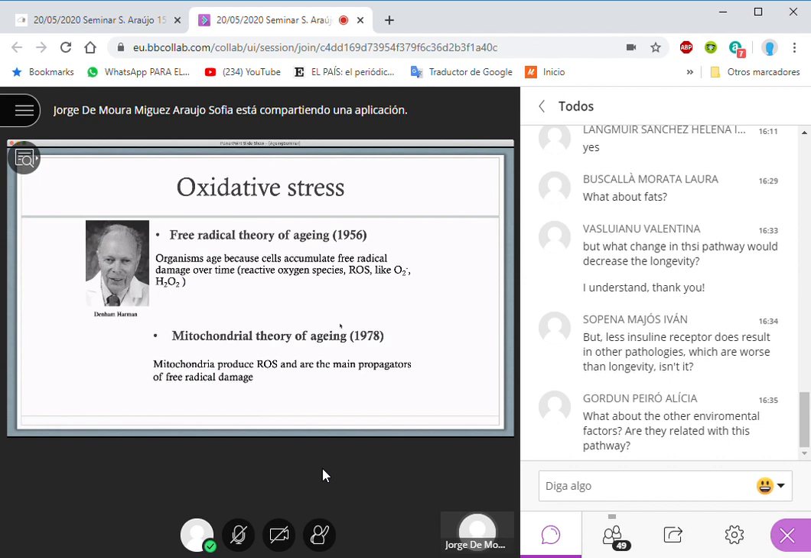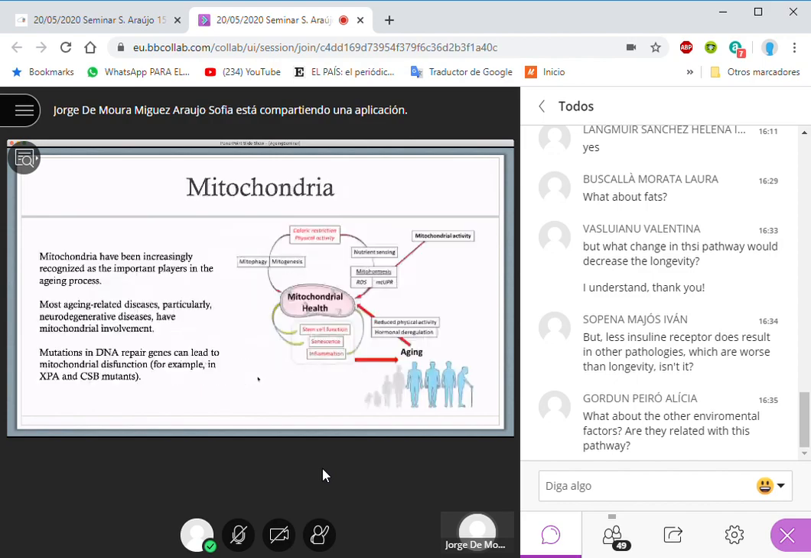And this led to another theory, the mitochondrial theory of aging, which said that mitochondria produce reactive oxygen species and are the main propagators of free radical damage, which meant that mitochondria could be one of the secrets and one of the agents involved in aging. And so this is also one of the fronts of research that we have now, how mitochondria affect aging. So we have mitochondrial health.